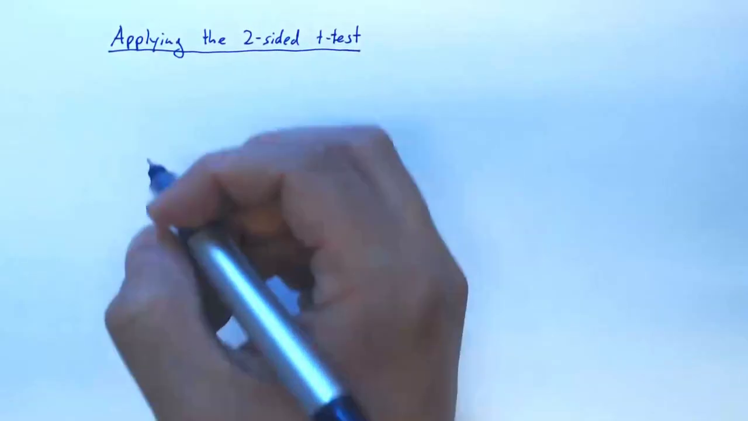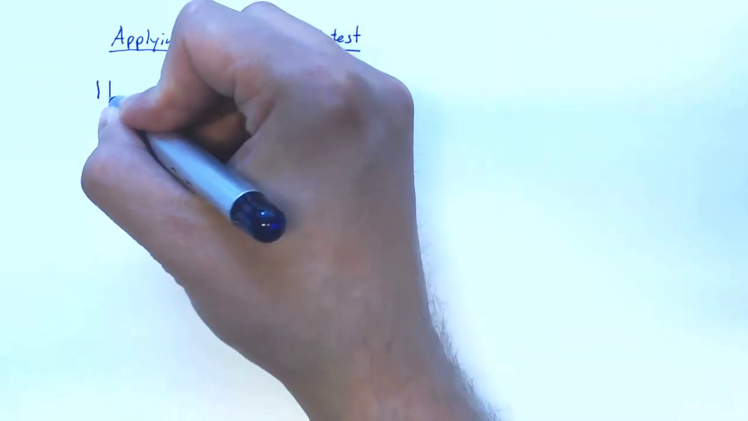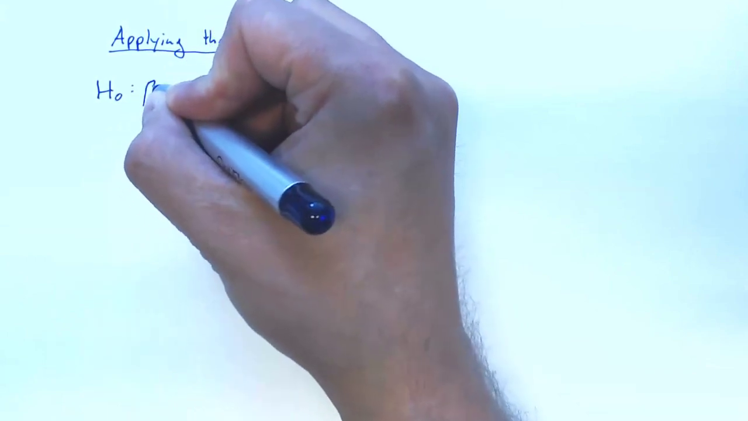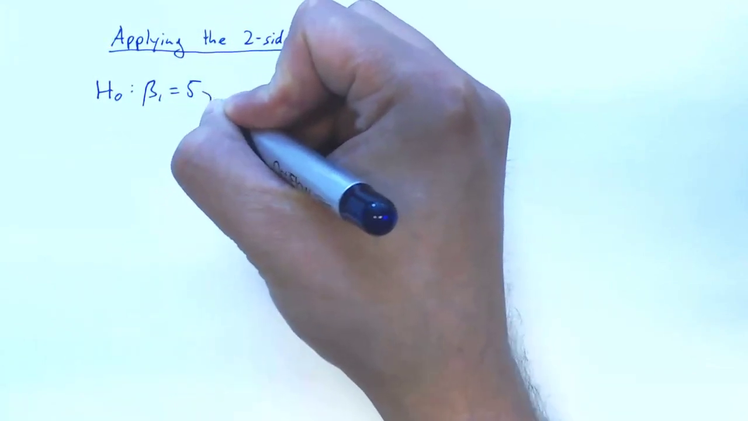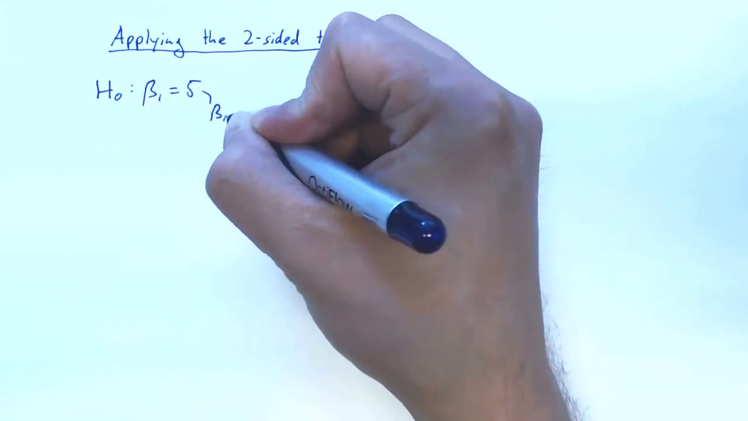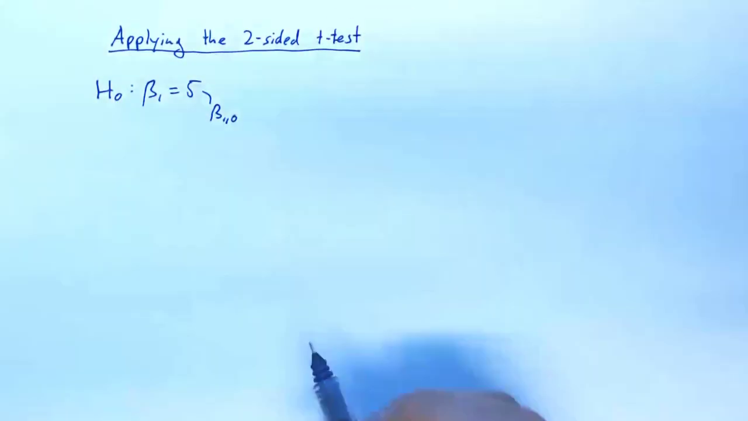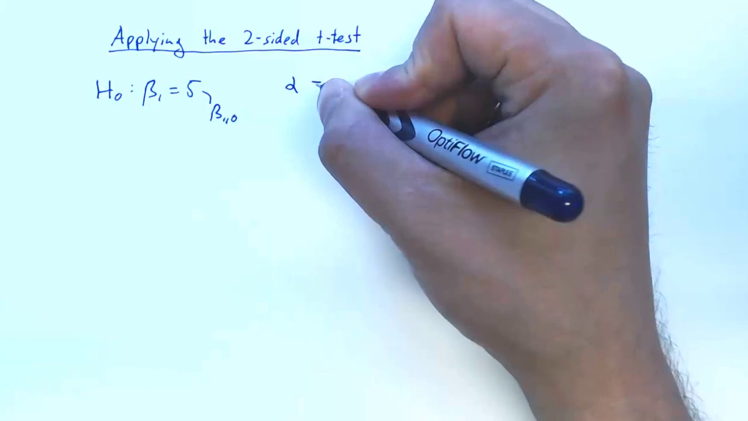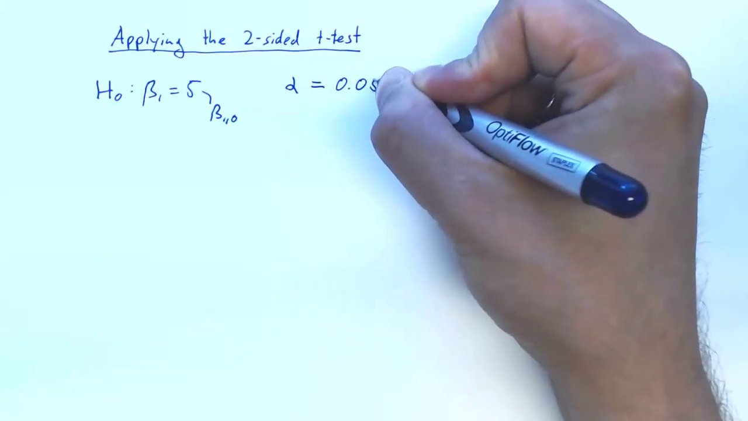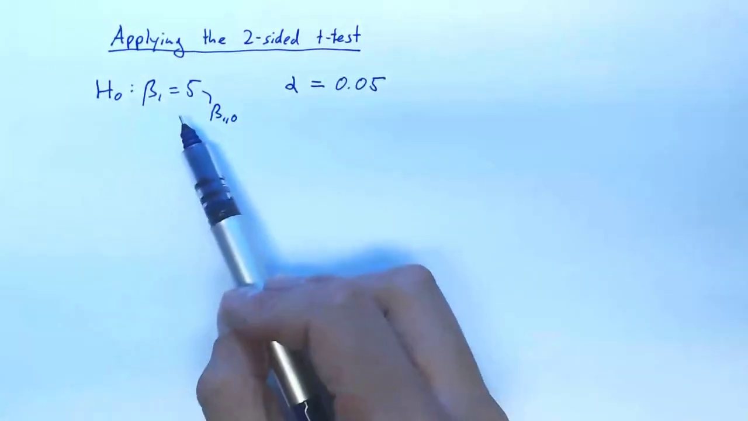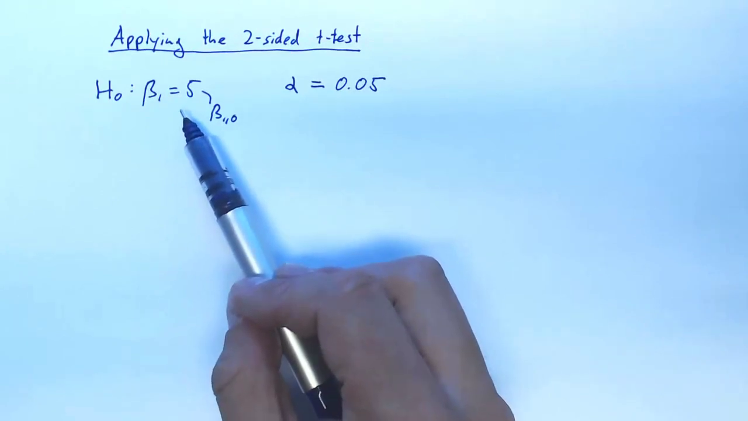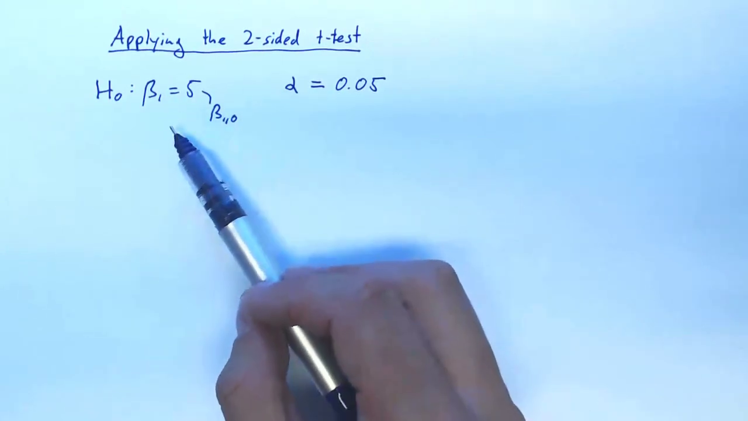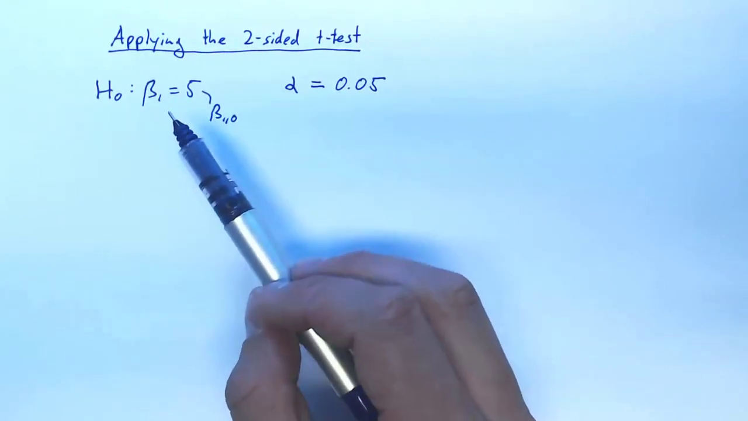Let's suppose that we want to test the null hypothesis beta 1 equal to 5. So we have chosen beta 1 naught to be equal to 5. Also, let's suppose that we are happy with a probability of type 1 error equal to 5%. So how do we test this hypothesis? That's right, we draw a random sample, and then on that random sample we compute the test statistic.